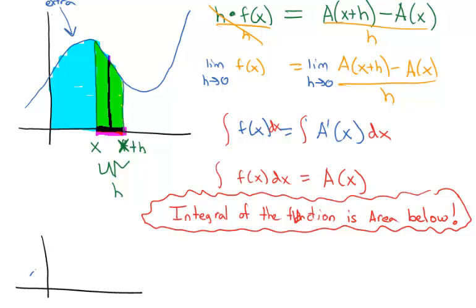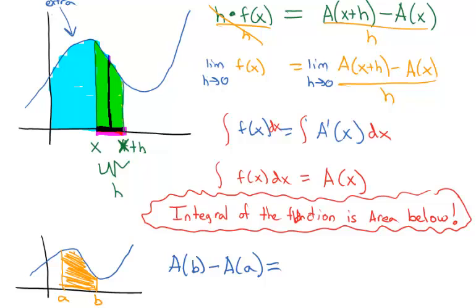We'll do a similar curve, come up, down, around. And if we want the area between this point A and this point B, we can take the area from B and subtract the area from A. That is the same thing as the integral. What we're going to say is from A to B of the function dx.